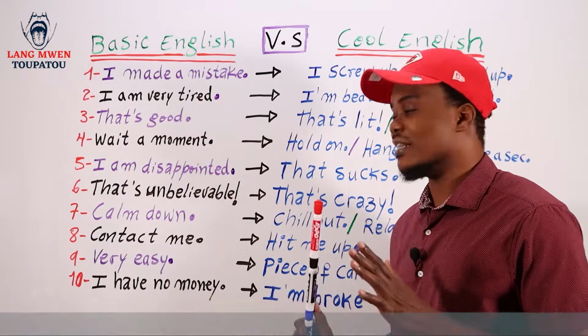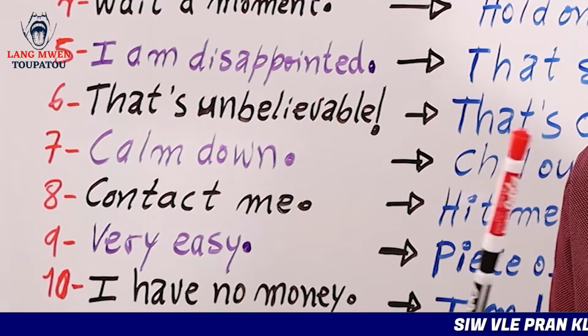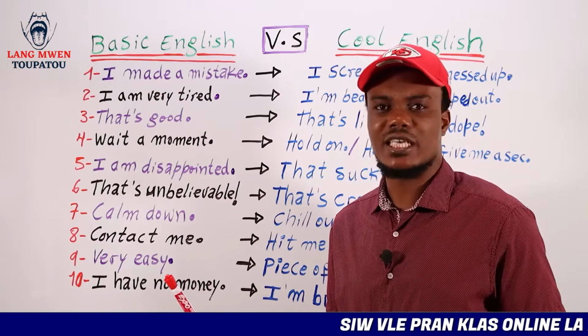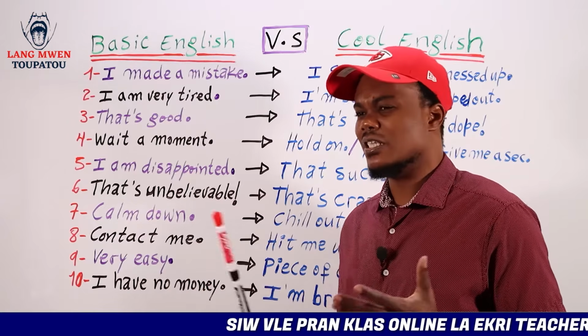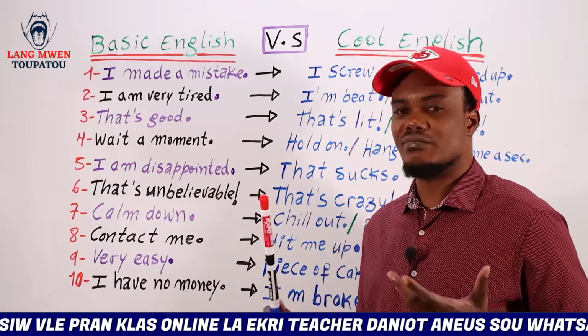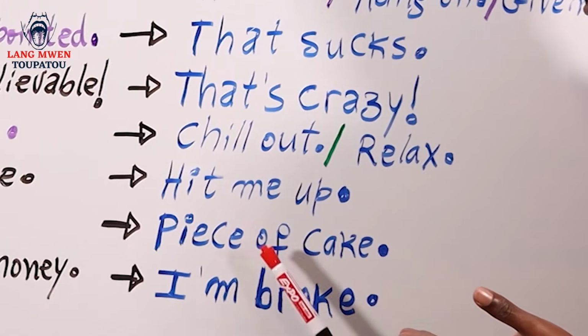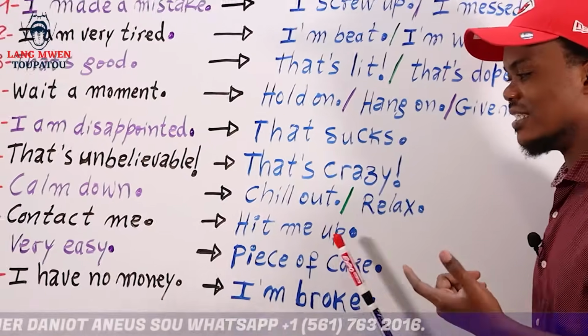Very easy. You know, it's very easy. Learning English is very easy. Apprendre anglais très facile. If you want to go to cooler, more advanced English, you can just say learning English is a piece of cake. Piece of cake.